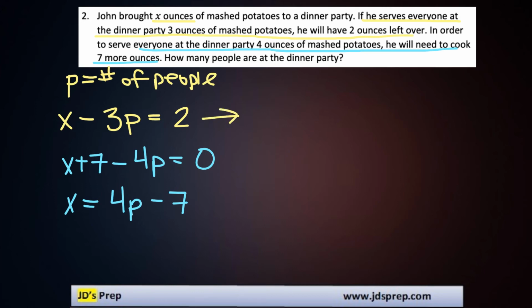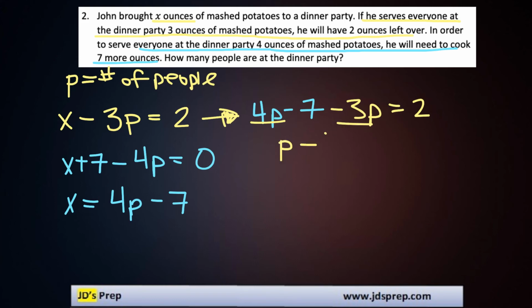And I'm going to do that back over up here with the first equation. So instead of x, we're going to write 4p minus 7. The rest will still be there, so minus 3p equals 2. And now we have an equation with just one variable that we can solve. So 4p minus 3p is just 1p. So we have p minus 7 equals 2.